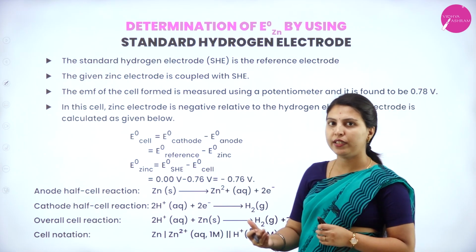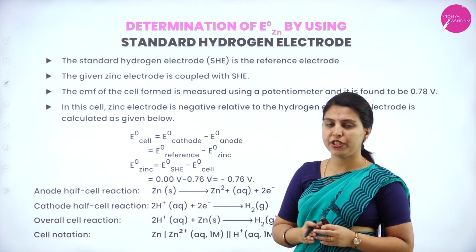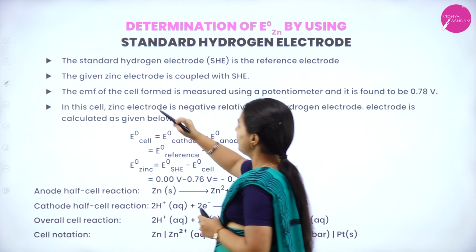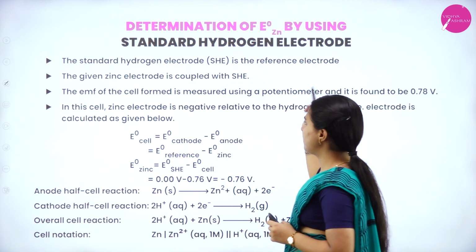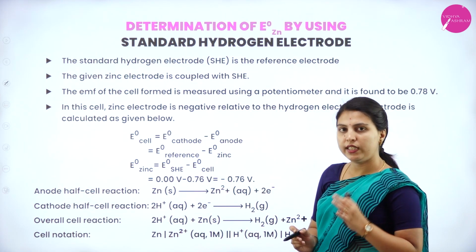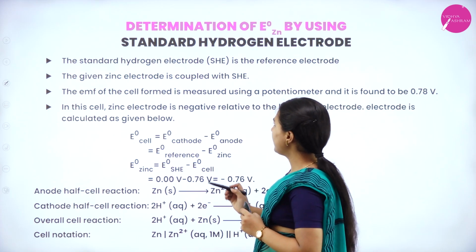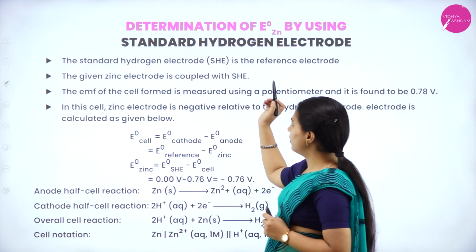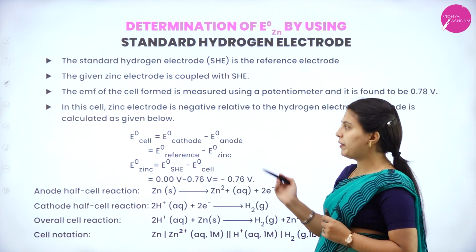Next, determination of the electrode potential of zinc by using the standard hydrogen electrode. How to find out the standard electrode potential of zinc by using SHE? The standard hydrogen electrode is the reference electrode. We know that it is a reference electrode. The given zinc electrode will be coupled with SHE.